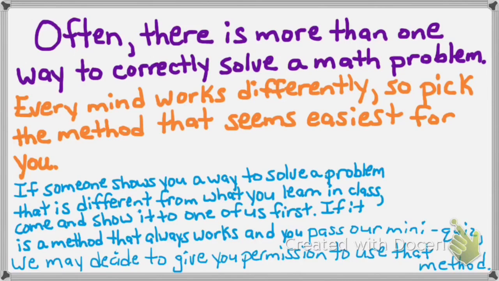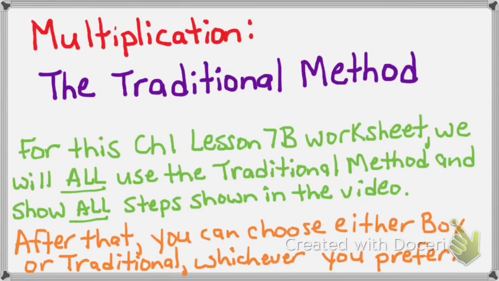When we do worksheets for this lesson, we will follow this method as shown in the lesson. Today we'll be learning multiplication, the traditional method. For this Chapter 1, Lesson 7B worksheet, we will all use the traditional method and show all steps as shown in the video. After that, you'll be able to choose either box or traditional method, whichever you prefer. Wait for us to give you that notice about choosing the methods. Right now we're just doing traditional to see which we like best.